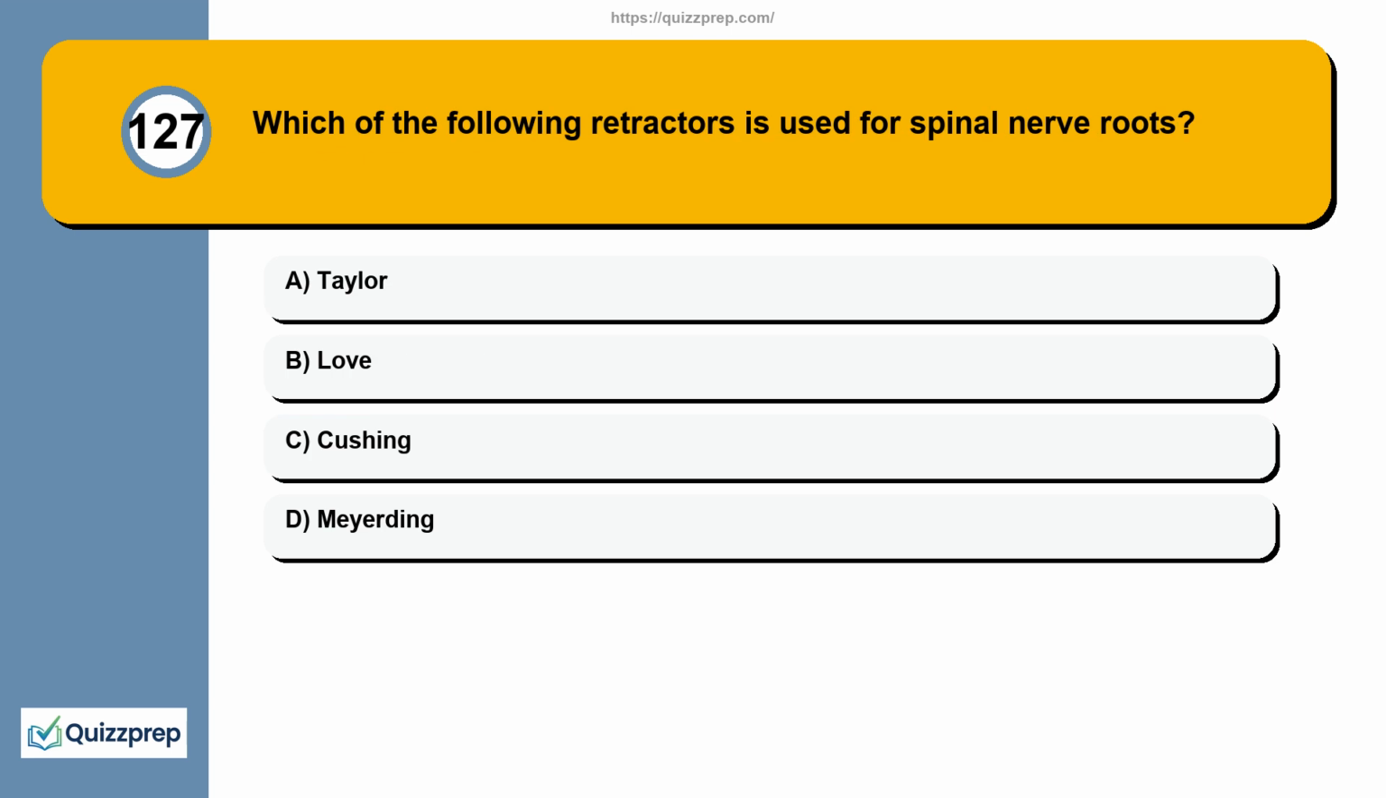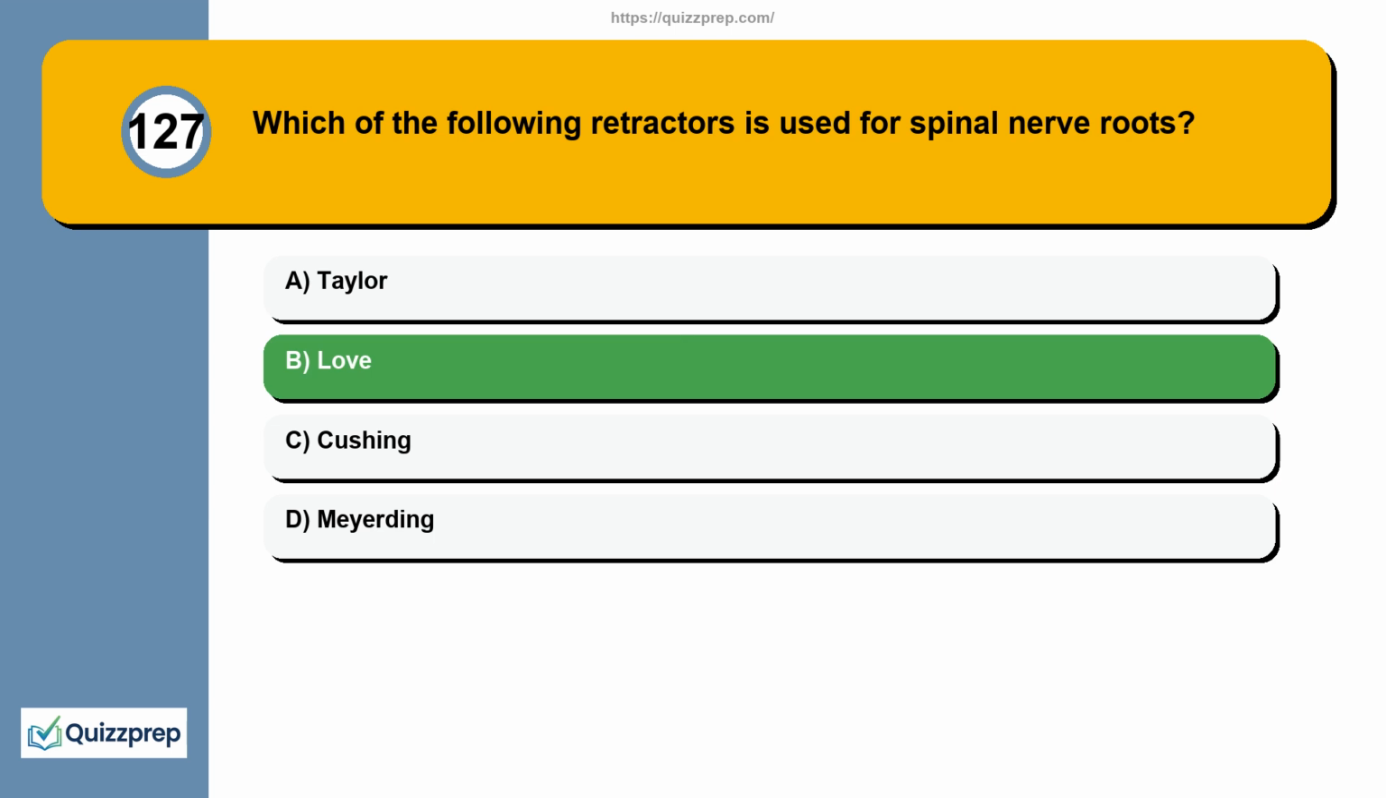Question 127. Which of the following retractors is used for spinal nerve roots? Option A, Taylor. Option B, Love. Option C, Cushing. Option D, Meyerding. The correct answer is option B, Love.